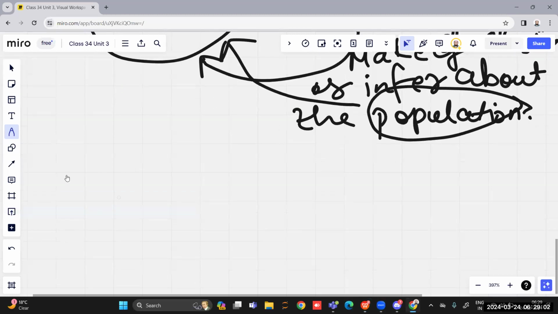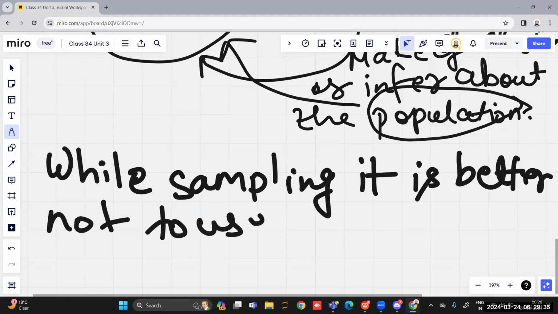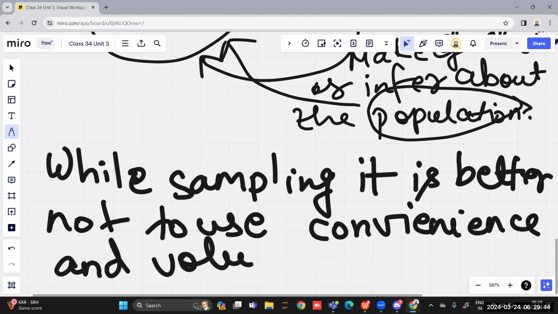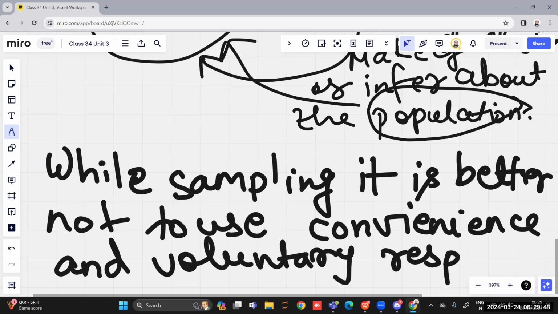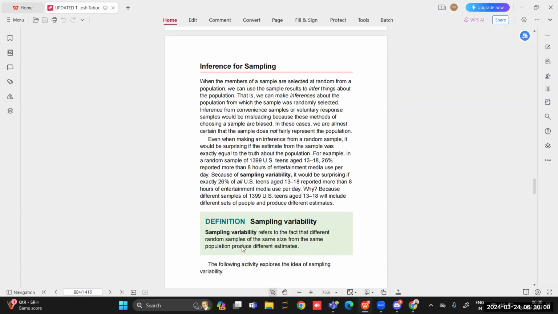So while sampling, it is better not to use convenience and voluntary response sampling. We have seen these many times. In these cases, we are almost certain that the sample is not fair.